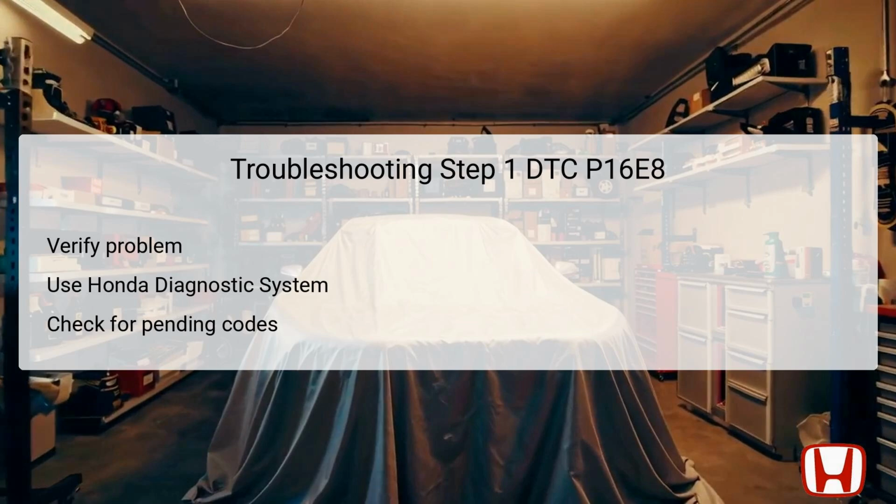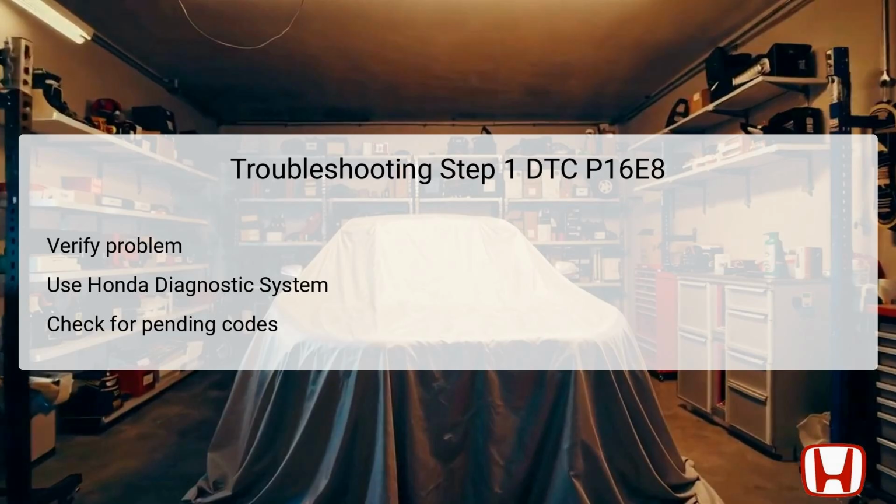The first troubleshooting step for addressing the DTC P16E8 is to verify if the error is indeed present. This involves turning the vehicle to the on mode, clearing any existing diagnostic trouble codes, DTC, using the HDS, and then turning the vehicle off. Following a brief pause, the technician must return to the on mode and wait a minimum of 10 seconds before checking for any pending or confirmed DTCs with the HDS again.